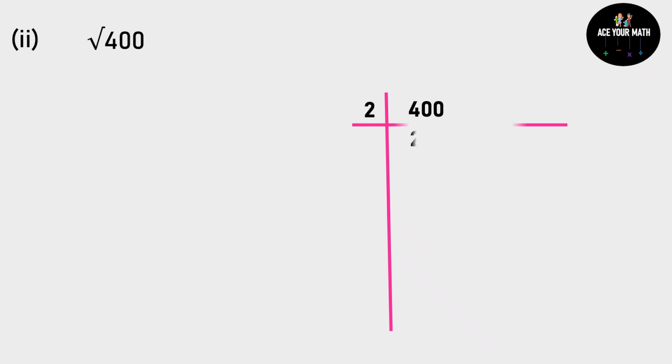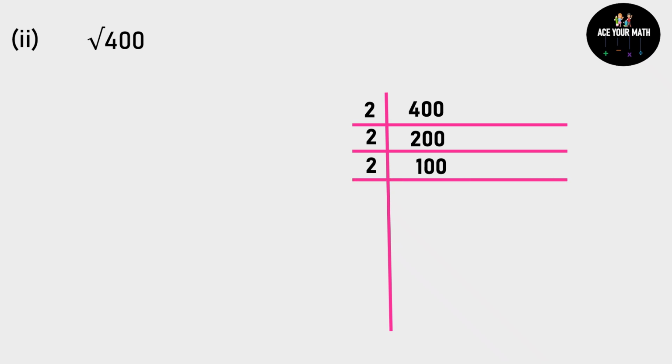Now we'll solve the second question. It is find the square root of 400 by prime factorization method. Since this 400 is ending with 0, it means it is divisible by 2. So when you divide 400 by 2, you get 200. Divide 200 by 2, you get 100.